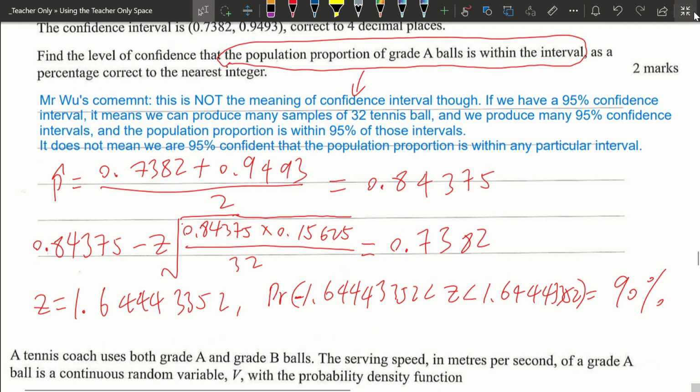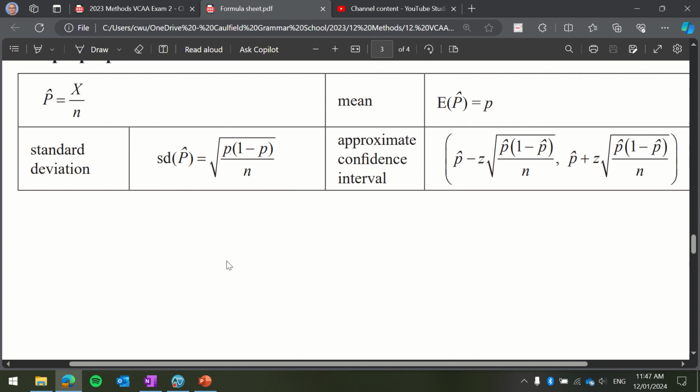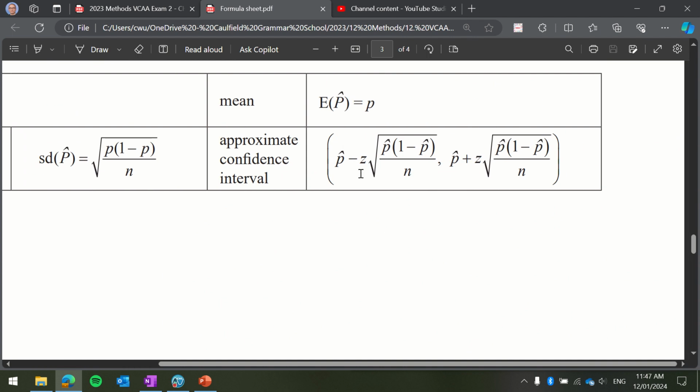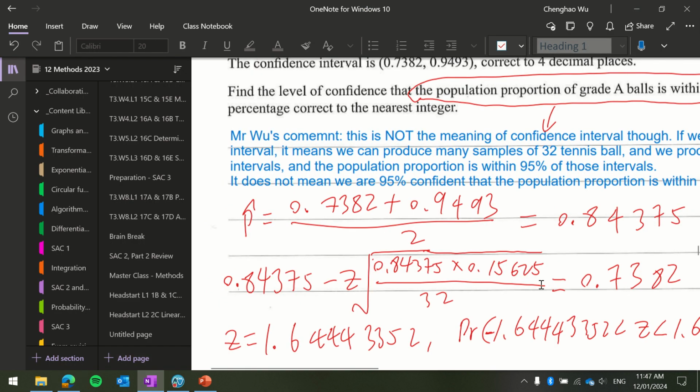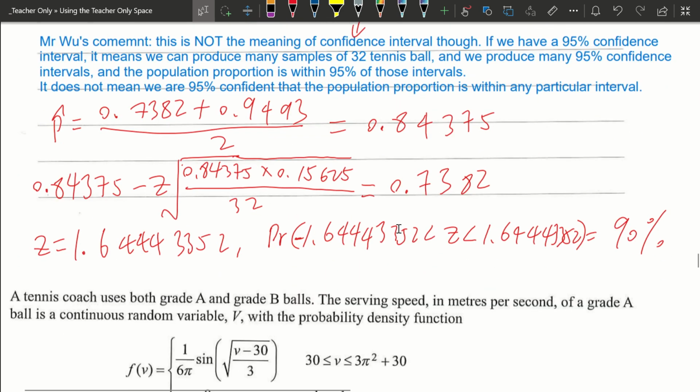And then, this is what's not in the formula sheet. What does Z mean? Well, I've got a Z value of 1.644. If you put the Z value into the standard normal variable, the positive and negative, and find the area between positive 1.644 and negative 1.644, that percentage is the confidence level.